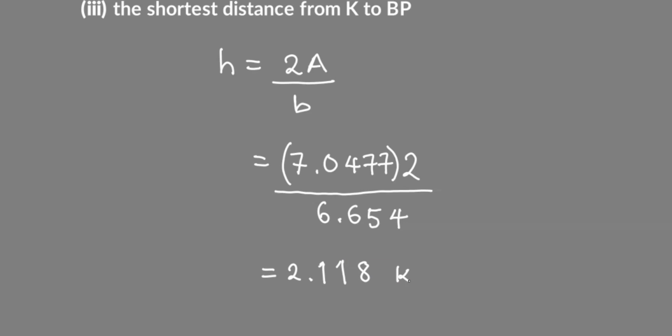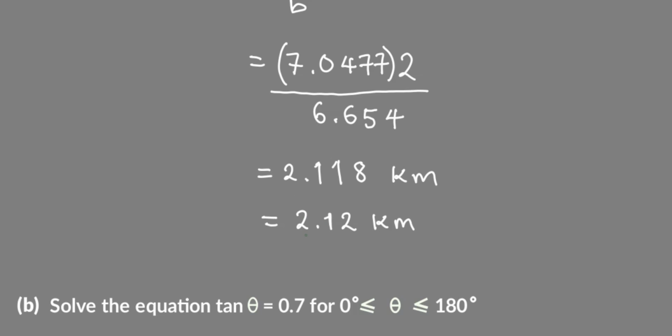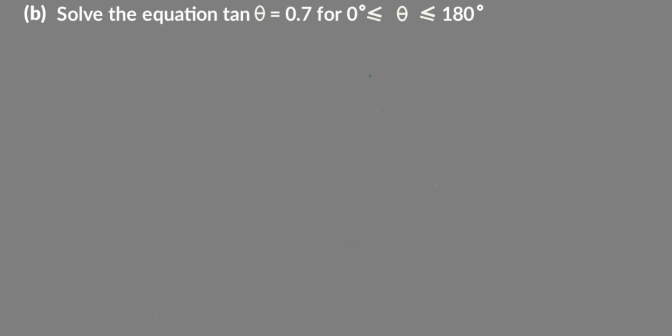This is in kilometers, and we can round this off to 3 significant figures, which gives us 2.12 kilometers. The next question here asks us to solve a trigonometric equation. This time we've got the function tangent theta, and it's equal to 0.7.